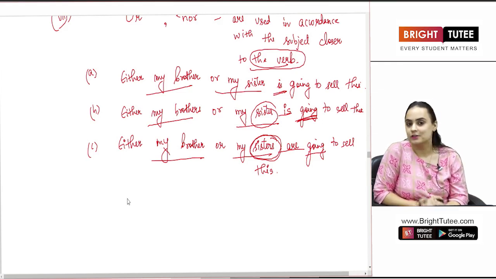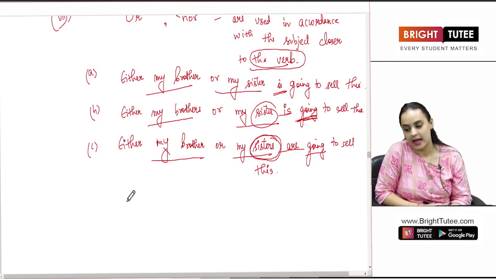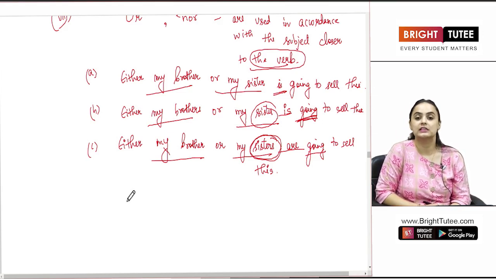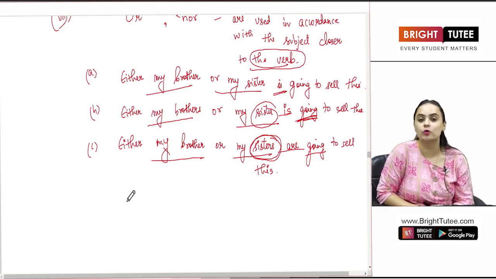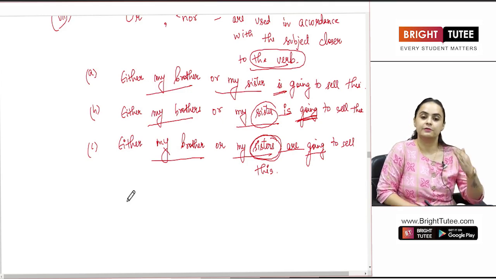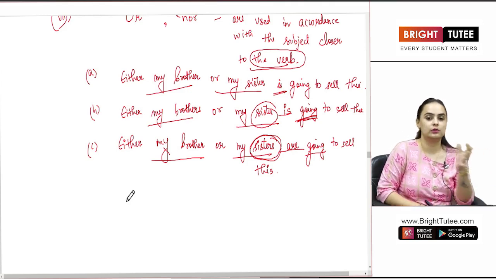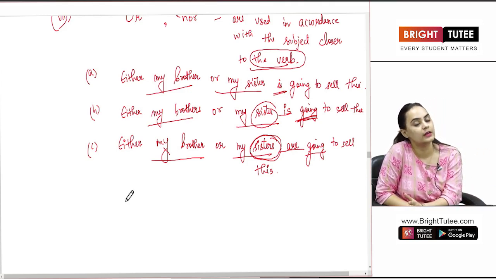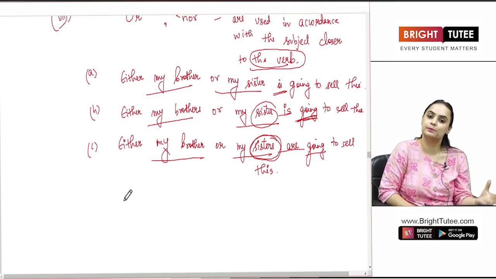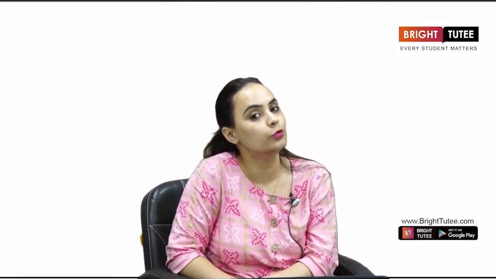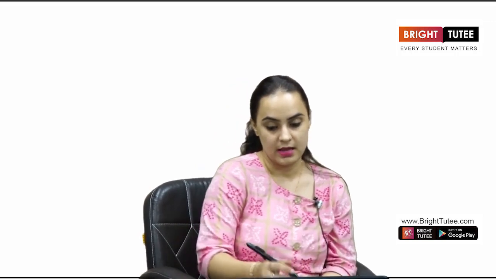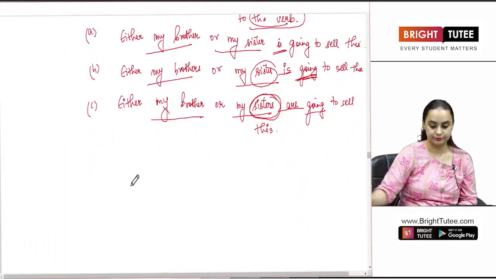So in case of conjunctions "or" and "nor," we have to look at the subject which is close to the verb, and if that subject is singular, we will put a singular helping verb. If the subject is plural, we will write a plural helping verb. Next rule.